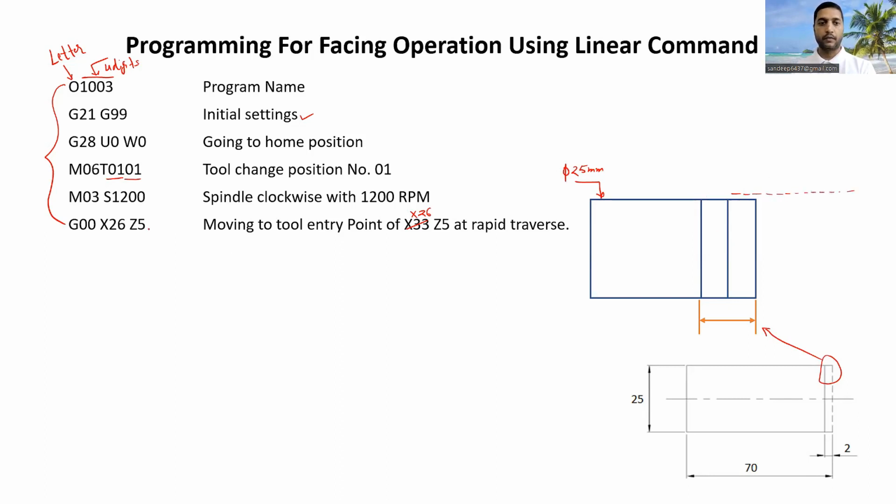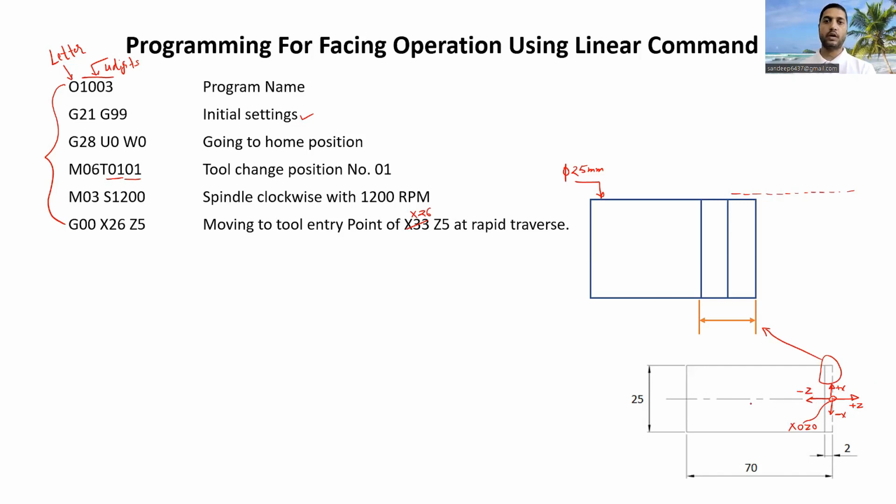And Z5, where will be Z5? In order to understand Z5, let me draw the work coordinate system for you. We know this is the center of the workpiece. This will be our positive Z. This will be our positive X. At this center, X and Z are 0. On this side will be our negative Z.